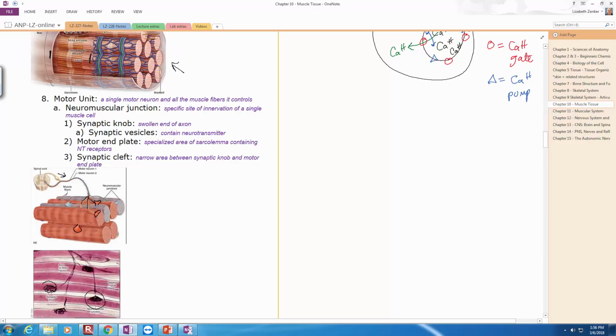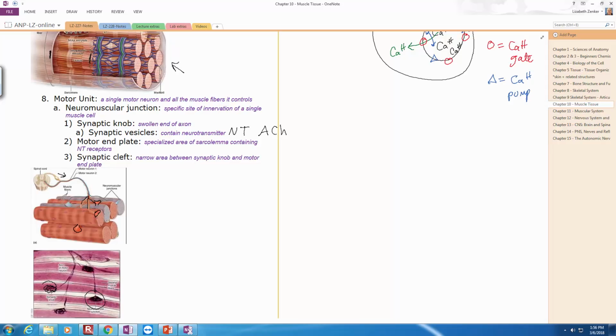The synaptic knobs have synaptic vesicles at their ends. And what did you guys learn about vesicles with other cells when we talked about cells? It's a membrane-bound thing that carries stuff, right? So we could do endo or exocytosis. In this case, we're going to do exocytosis of neurotransmitter, NT for neurotransmitter. And with skeletal muscle cells, there is a specific neurotransmitter, and it's called acetylcholine, ACH. So ACH is the specific neurotransmitter for skeletal muscle cells.